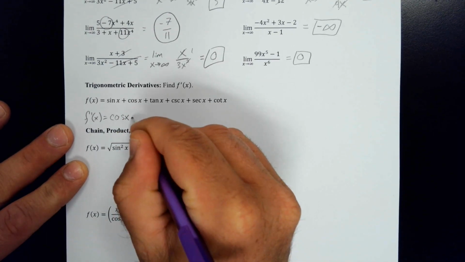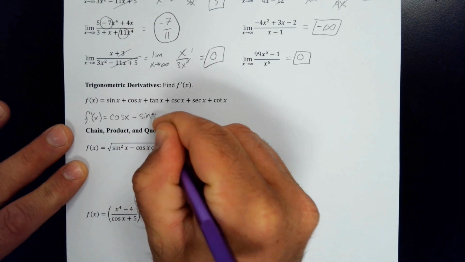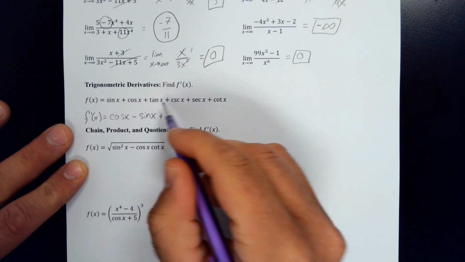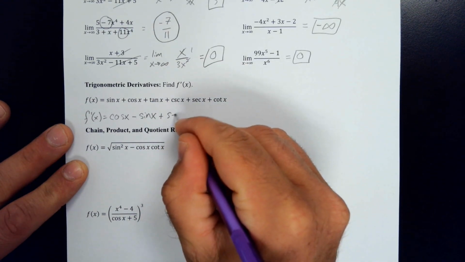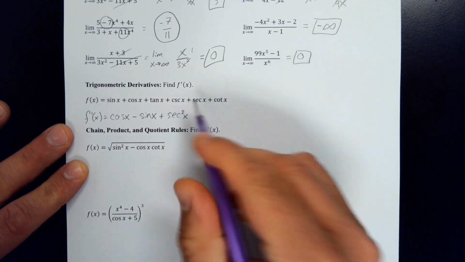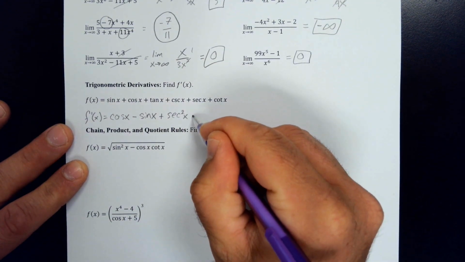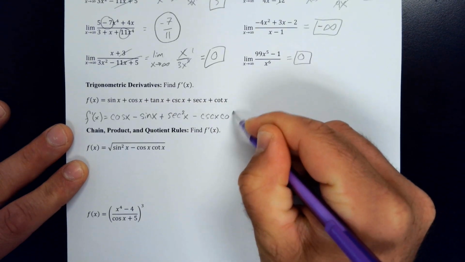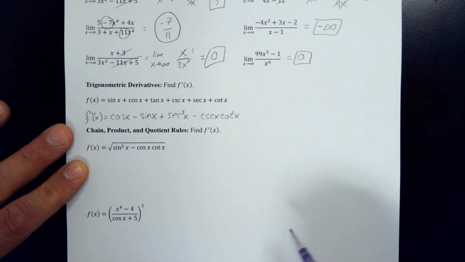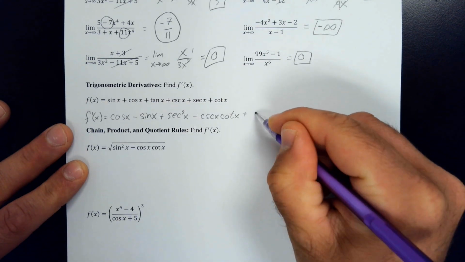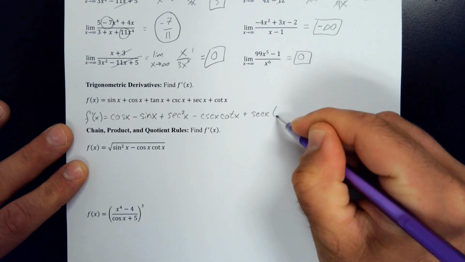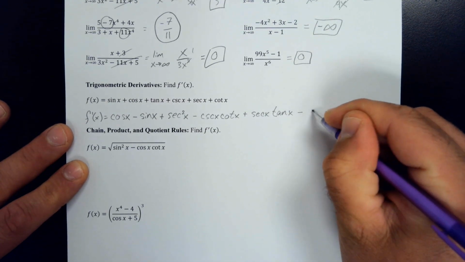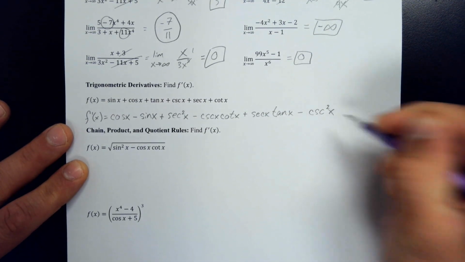The derivative of cosine x is negative sine x, so I'll change that positive into a negative. The derivative of tangent x is, well, secant squared x. The derivative of cosecant x is negative cosecant x cotangent x. The derivative of secant x is positive secant x tangent x. And the derivative of cotangent x is negative cosecant squared x.